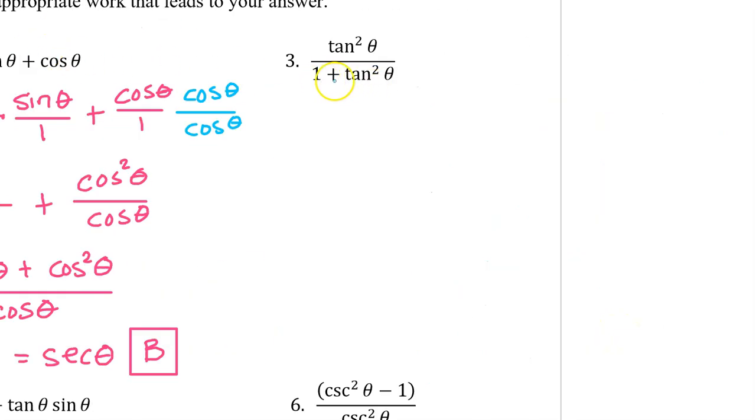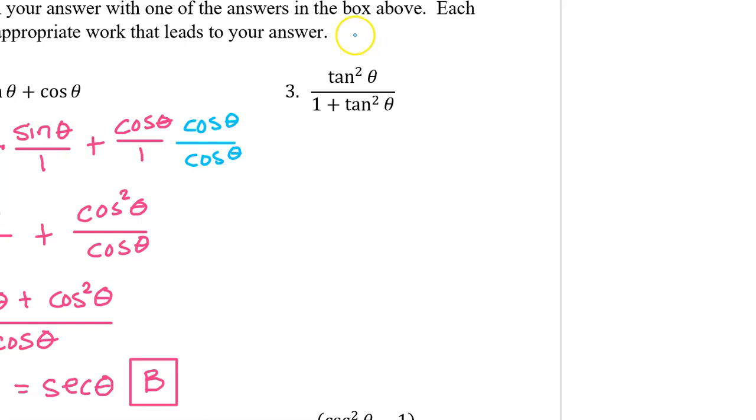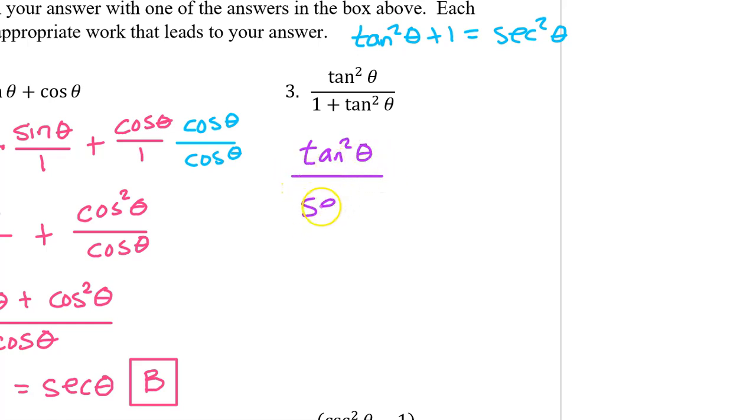Number 3. Look at that denominator, 1 plus tangent squared theta. What does that remind me of? One of the versions of our Pythagorean identity goes like this: tangent squared theta plus 1 is equal to secant squared theta. Hopefully you have memorized this. So I'm recognizing that 1 plus tangent squared theta is equivalent to secant squared theta. So I'm going to make that substitution. So on the next line, we will have tangent squared theta divided by secant squared theta.